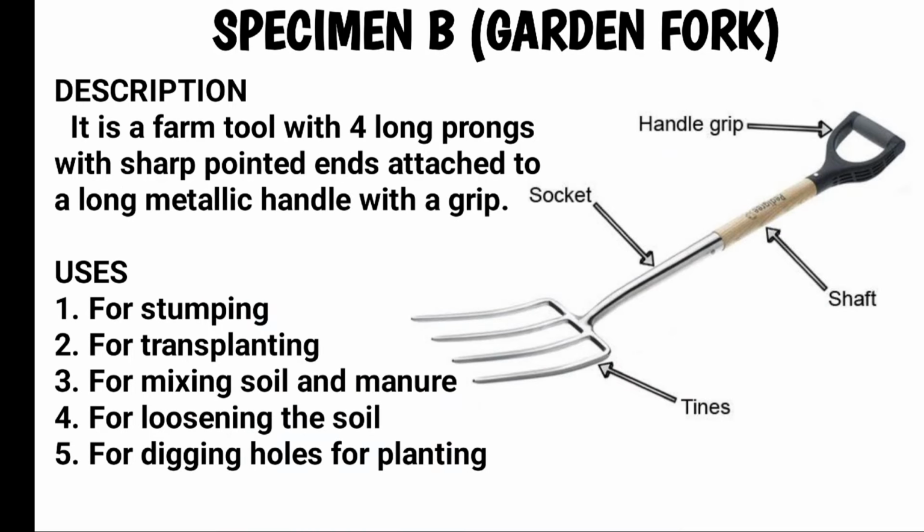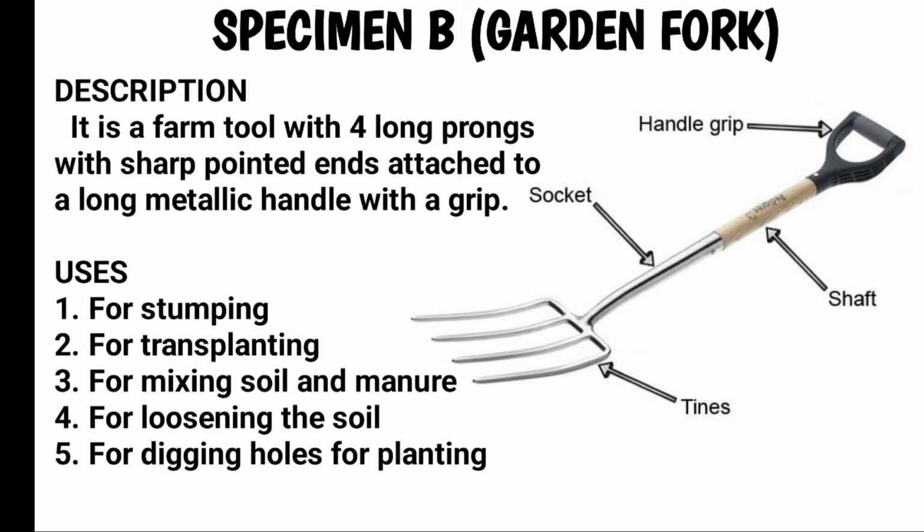So we move on to look at the second specimen, which is the garden fork. We could be asked to identify, meaning what is the name of specimen B, which is the garden fork. Next, they could tell us to describe or give a brief description about specimen B. So specimen B is a farm tool with four long prongs with sharp pointed ends, and they are attached to a long metallic handle. But in this case, it has a grip. So this specimen is longer than specimen A, which is the hand fork. We could also be asked to draw and label as well. So the diagram is on the screen.